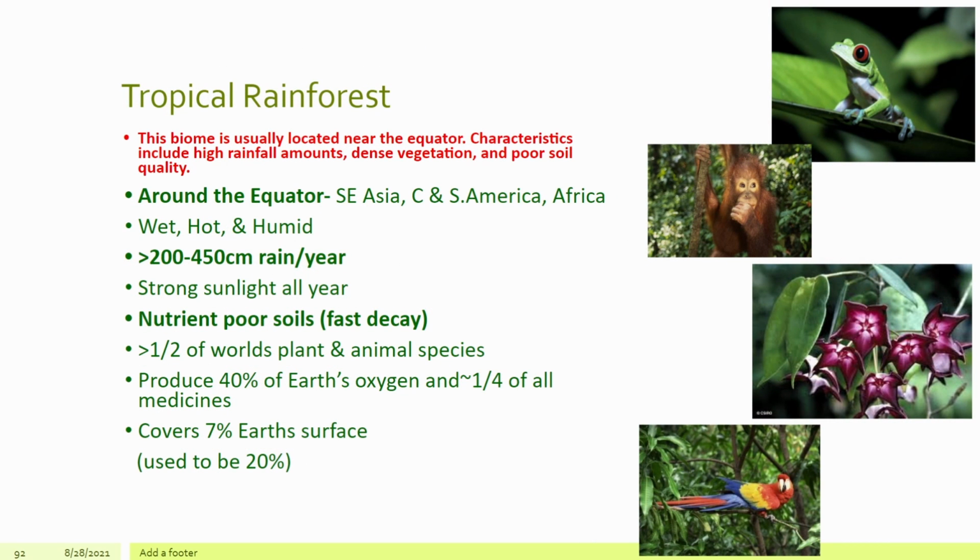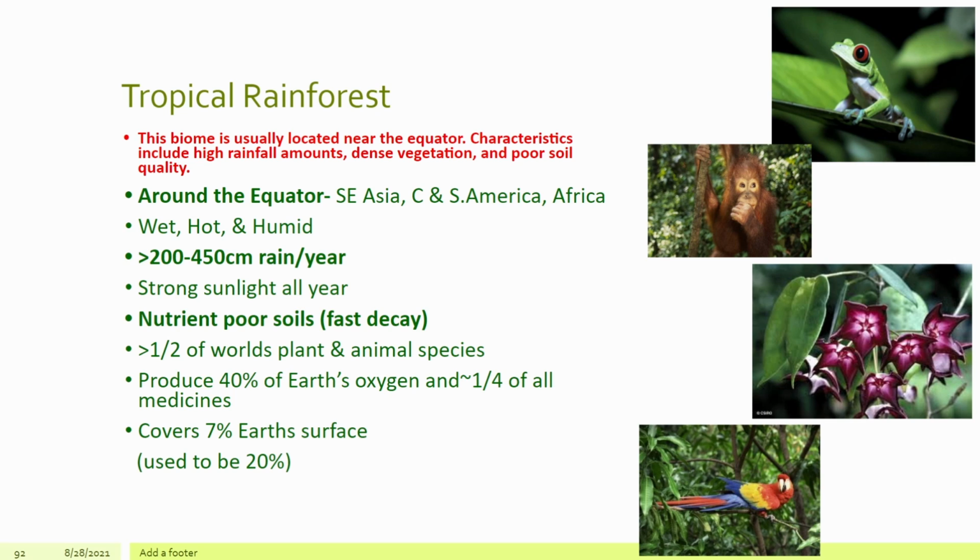Next, let's look at the tropical rainforest. And this is a biome that's located near the equator in Southeast Asia, Central and South America, Africa. It has a wet, hot, and humid environment and greater than 200 to 450 centimeters of rain per year. Even though it gets strong sunlight all year, it has poor nutrient soils, and debris that hits the ground floor very quickly decays. Greater than half of the world's plant and animal species exist in this type of environment.